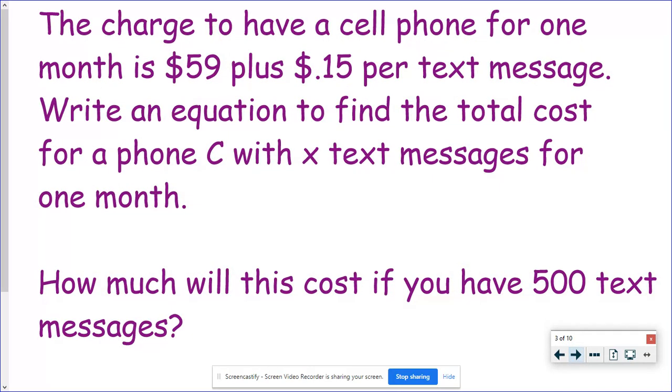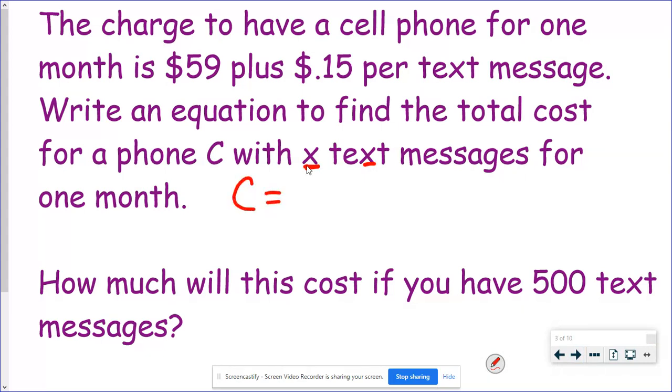Okay. This is not necessarily the way that we pay for phones now, but it used to be that you would have to pay for having a phone, and then you'd also have to pay per text message. So we've got this phone that's $59 a month, and it's 15 cents for every single text message that I write or receive or whatever. So I want to write an equation. So C is going to be the cost again. x is the text messages, right? So the cost for this phone.